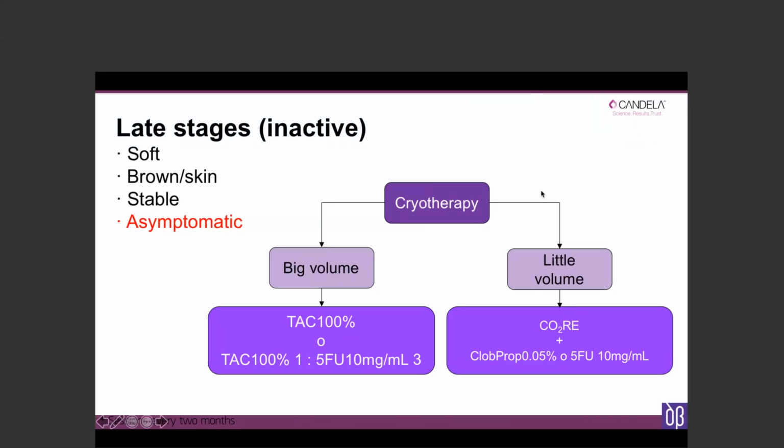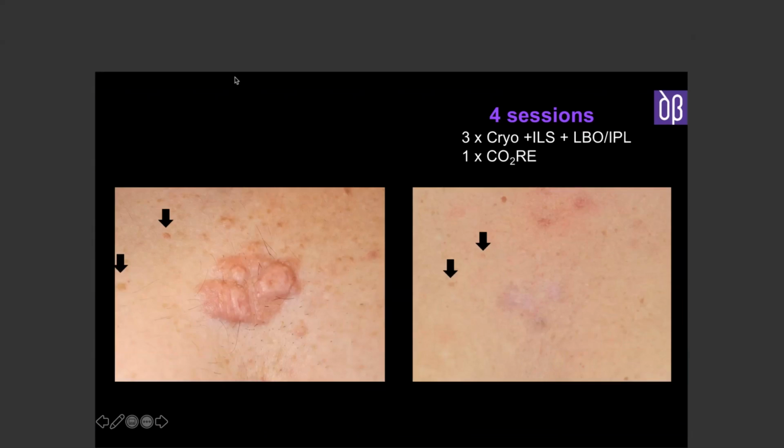There we go. This is, in the very beginning, a late stage keloid. This keloid was from many years ago. All right, it caused no itch, no pain. It was not growing. So we addressed it with cryotherapy plus intralesional steroids plus IPL or LBO, 3 sessions, 1 month spaced each, and then we proceeded with just 1 single session of the core laser used in the deep mode. Okay, and this is the final result.